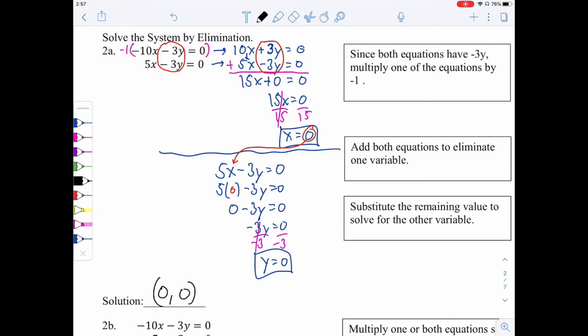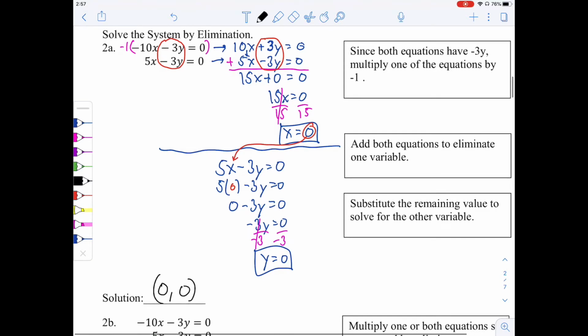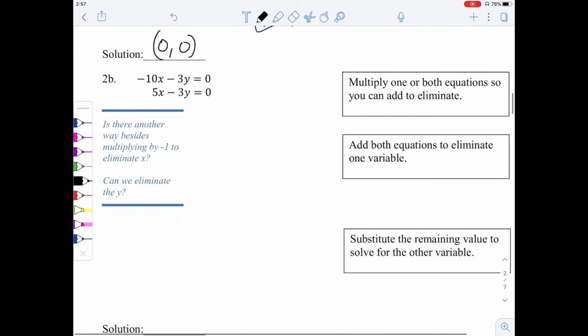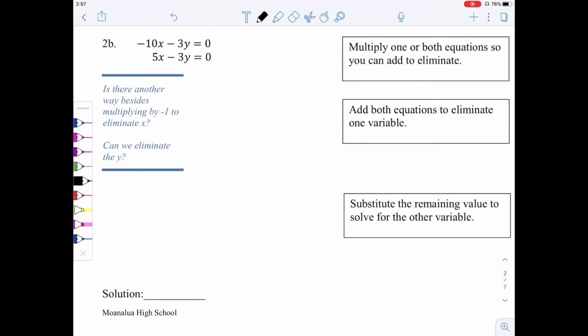Okay, that's one method to do it. Was there another method that we could solve it? Can we eliminate the x's? Let's try it. All right, so let's try to eliminate the x's now. The top number is -10. The bottom is +5. We want both of them to be the same. So can we change a 5 to a 10? Can we multiply 5 by a number and get 10? We can multiply it by 2. So to modify this, we just multiply by +2.